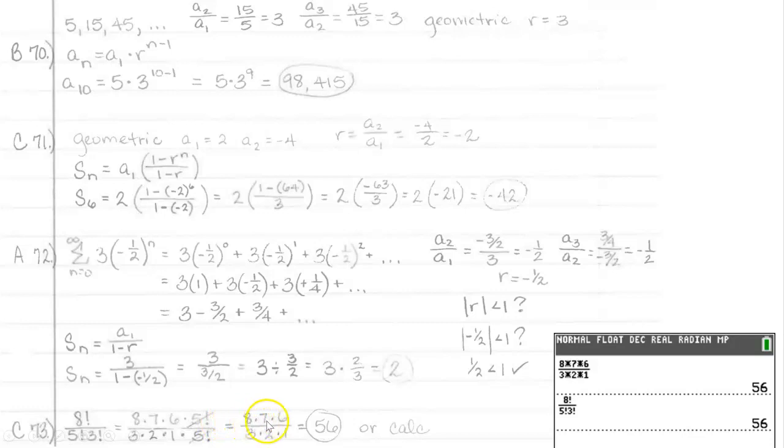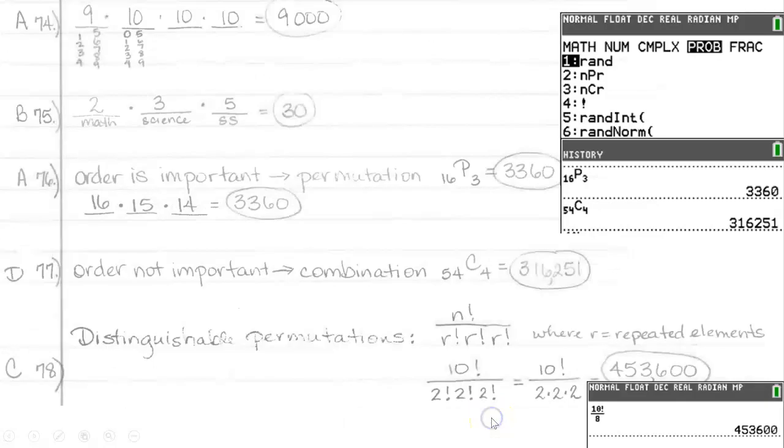So that left me with 8, 7, 6 in the top, 3, 2, 1 in the bottom, and you can see when I multiplied that, I got that same 56 that we did using the factorial button on our calculator. All right, then for 74.